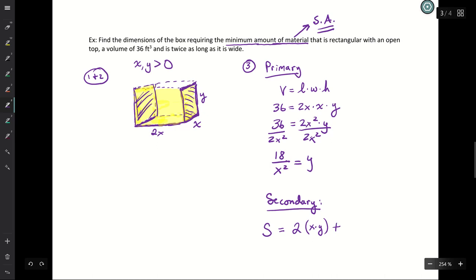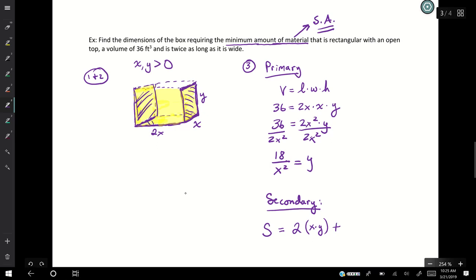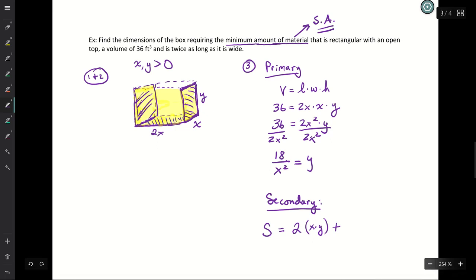Then we're going to add the base down here. The base down here is a 2x by an x. There's only one of those, so 2x times x. To keep track of what I'm doing, I'm going to put a 1 there in front, saying there's one of those.